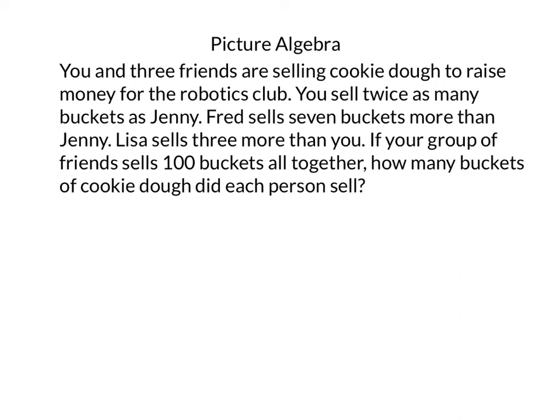Well, first of all, we are going to draw a picture to represent the situation. We're going to label the unknown parts with variables and the known parts with their values. So the first thing we need to do is recognize that it talks about that you sell twice as many buckets as Jenny. Since it never tells us anything about Jenny, Jenny is kind of home base or what we're comparing everyone to. So however many buckets she sold is our unknown.